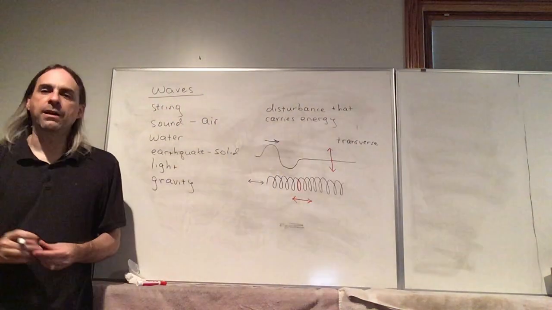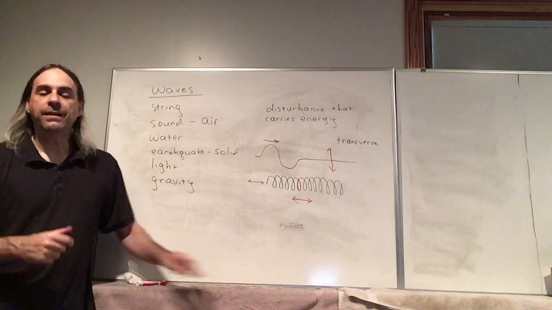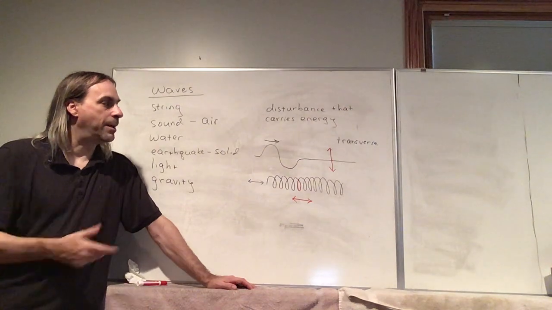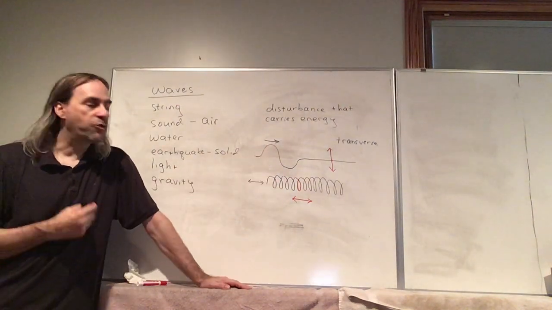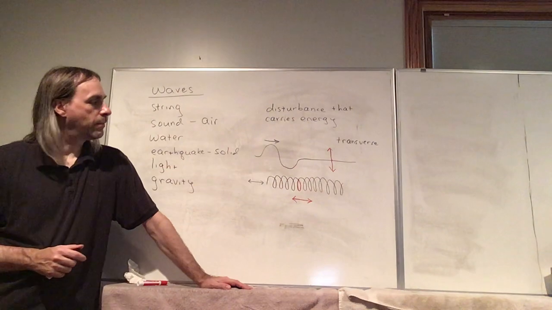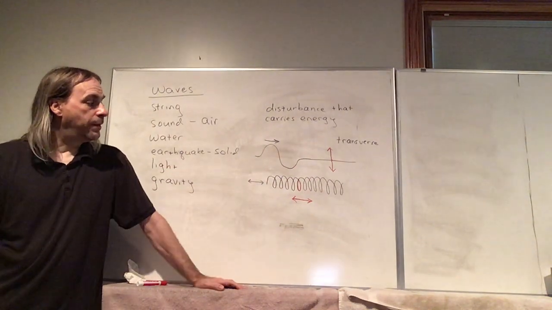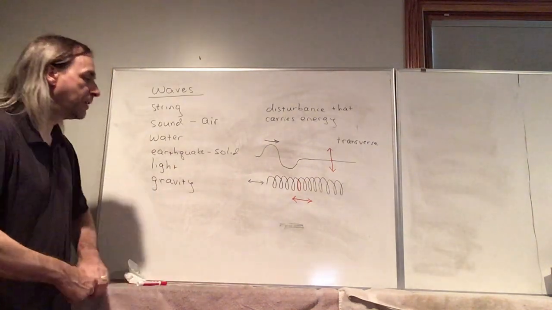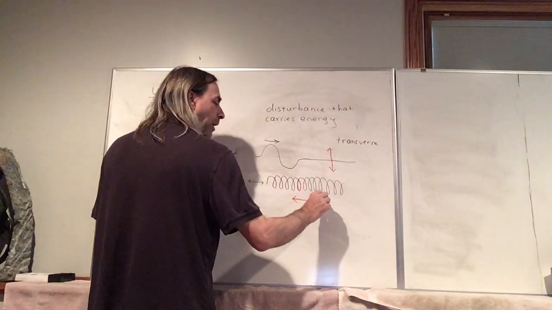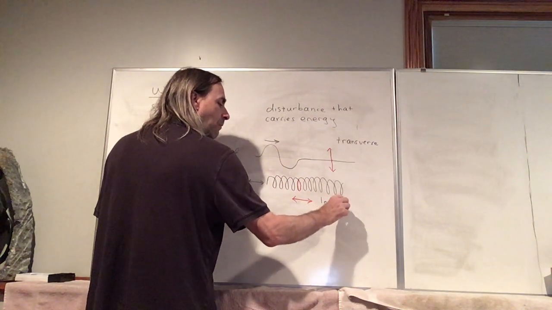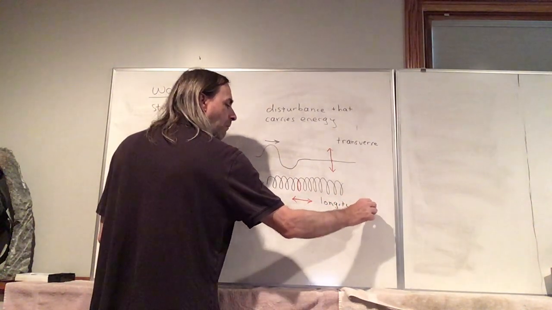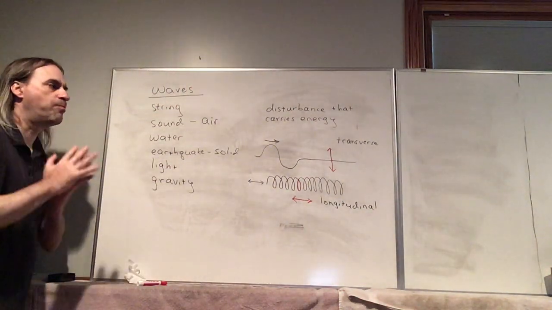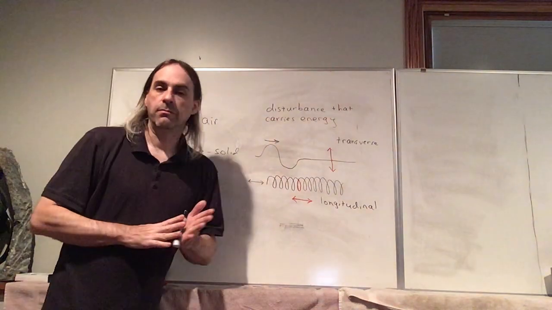And the characteristic of a transverse wave is that the disturbance in the medium causes a displacement in the medium that's perpendicular to the direction of the wave. And in this case, the disturbance is in the direction that's parallel to the direction of the wave. We call this a longitudinal wave. So transverse and longitudinal, those are the two basic types of waves.